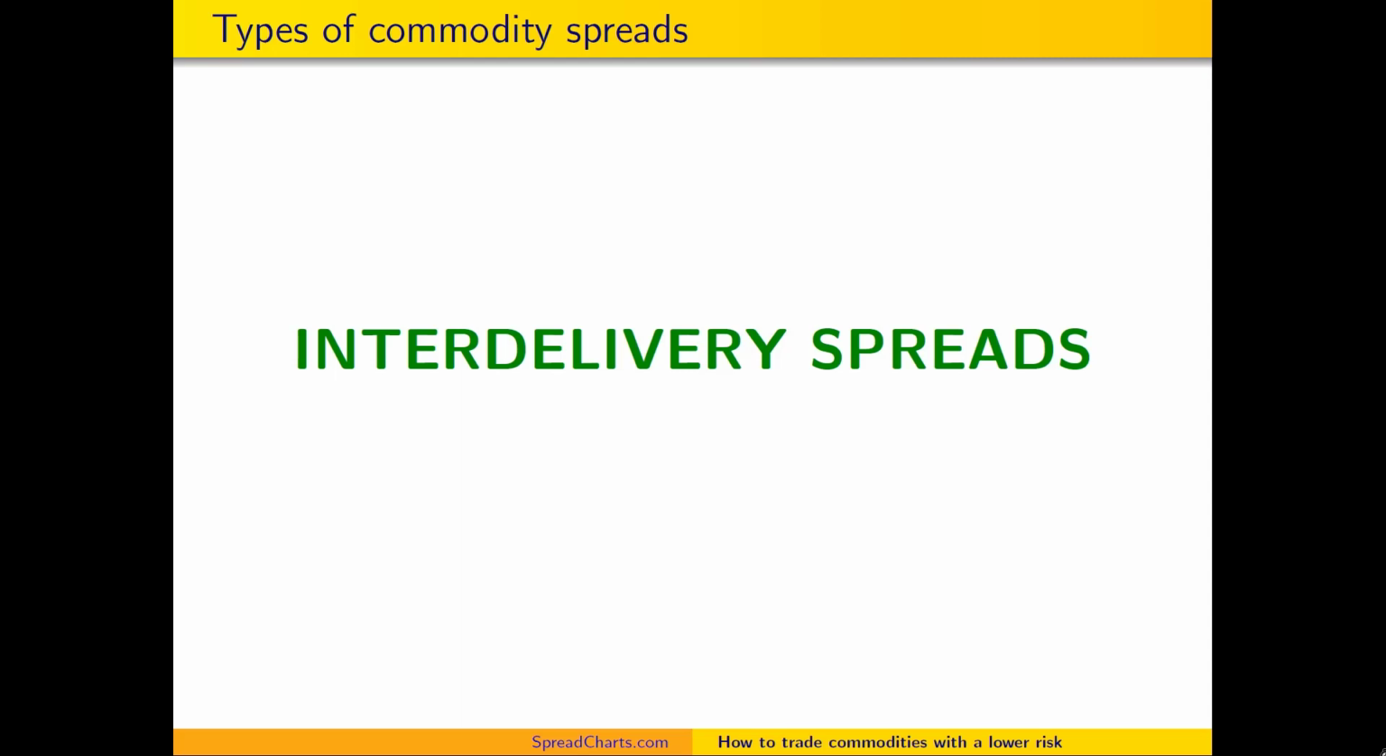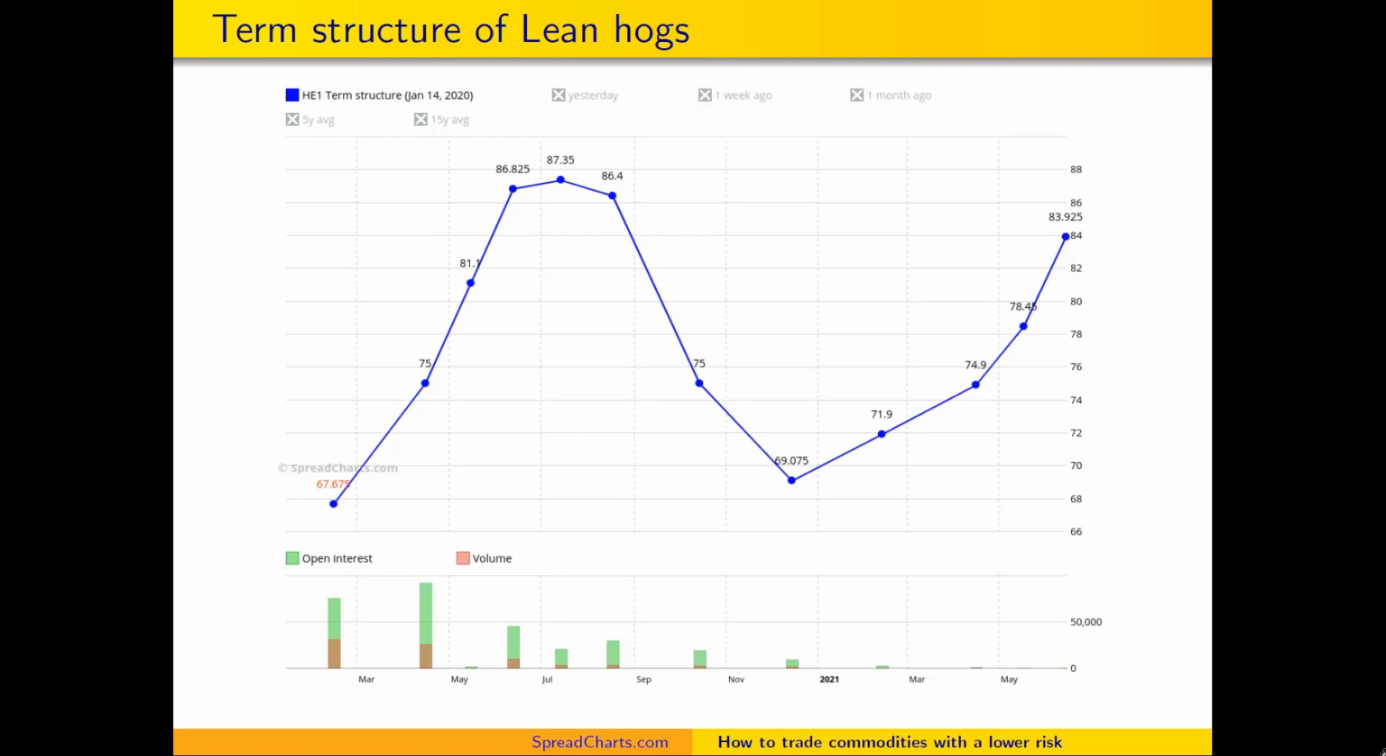Let's show a few interdelivery spreads on this term structure of lean hogs. This chart is particularly useful for this purpose as it shows the prices of all the futures contracts for a single commodity. As we explained in the previous lesson, these dots represent individual futures contracts. The more to the right the dot is, the farther the expiration date. The vertical axis denotes price. The spread is simply the vertical distance between 2 contracts. For example, this green arrow represents one such spread.